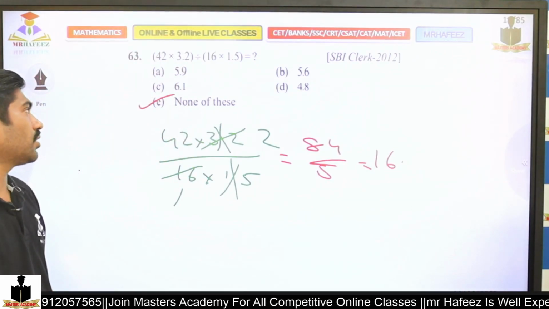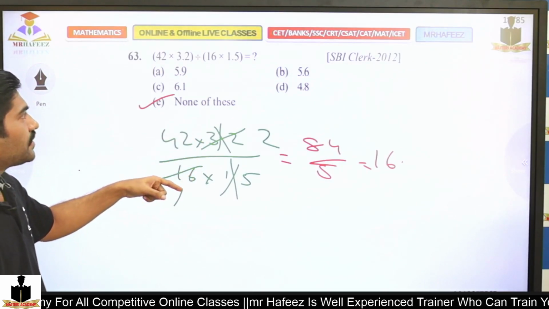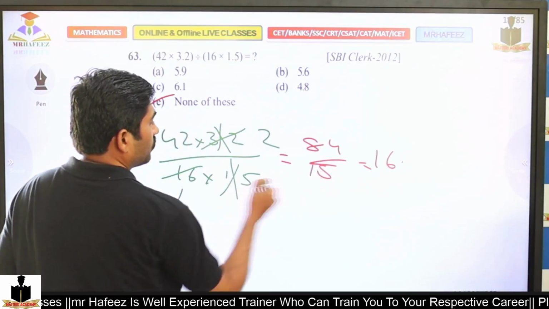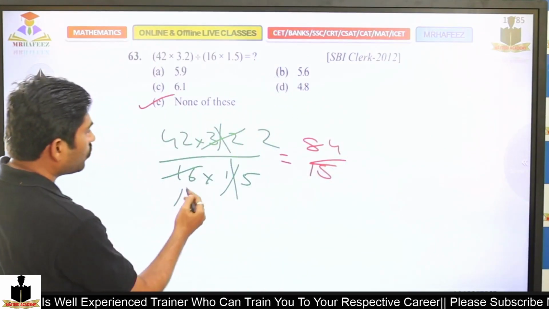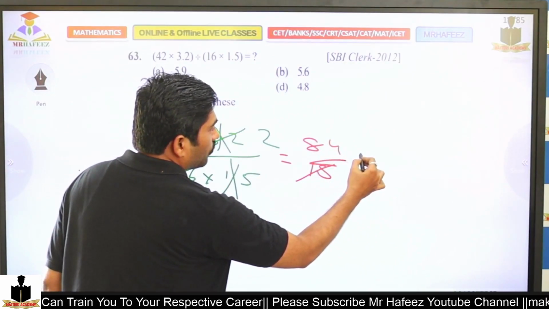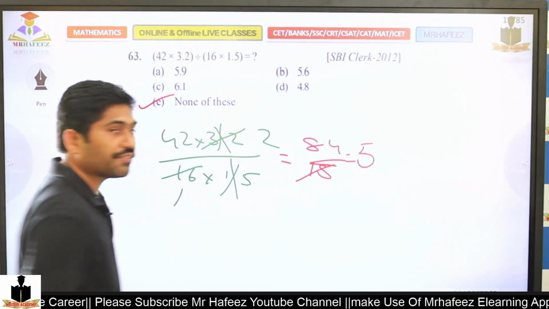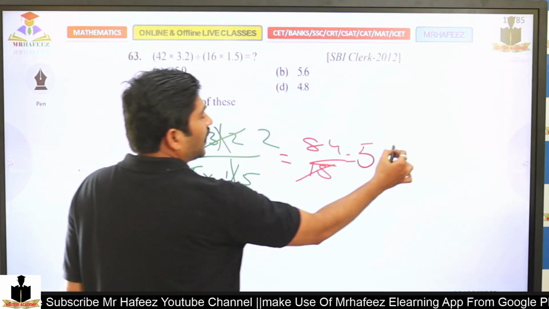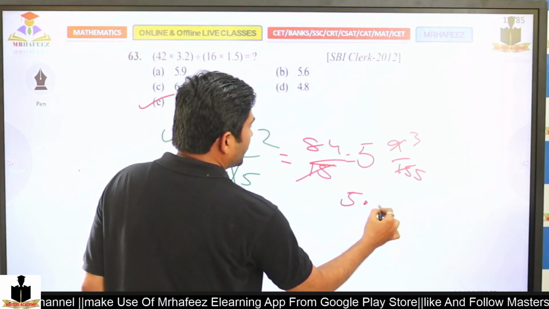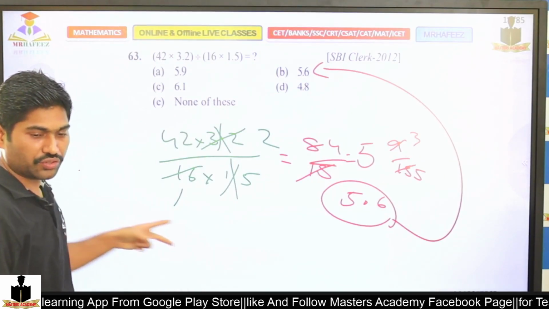No need to think, there is no second thought, because this is into 42 into 3.2 divided by 16 into 1.5, point will get cancelled. This is not 5, right? This is 15, sorry for that. So 84 divided by 15. 15 how many times? 15 5 times, right? 15 5 times how much? 75. 84 minus 75 is 9. 9 by 15 is 3 times 3, 5 times. So 5.6 is the answer. That is not none of the above. Moving to the next question.